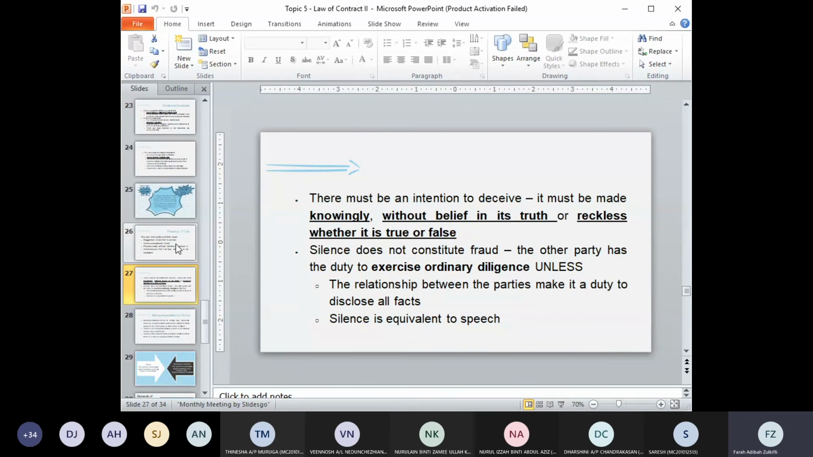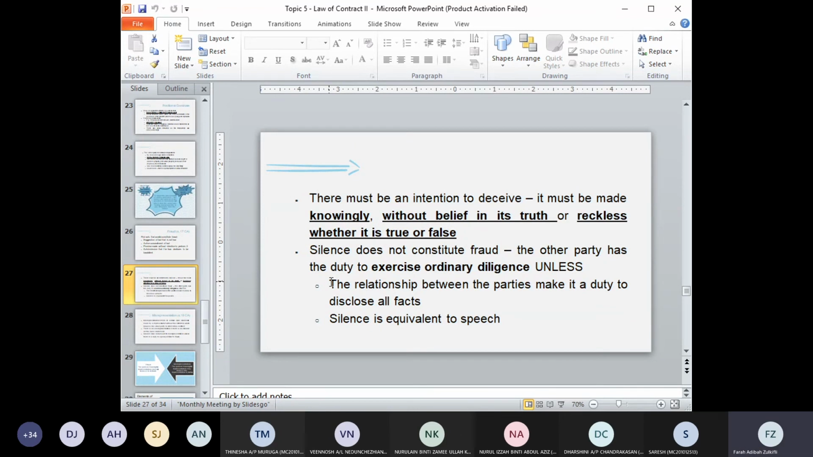So in this situation, if the other party does not tell you that the house is flooded each time there is heavy rain, the silence does not constitute fraud. Because it is your duty as a person who wants to buy the house to exercise ordinary diligence. You have to check the house by yourself. If you did not check the house by yourself, even if there is something wrong with the house and the other party does not tell you, it does not constitute fraud.